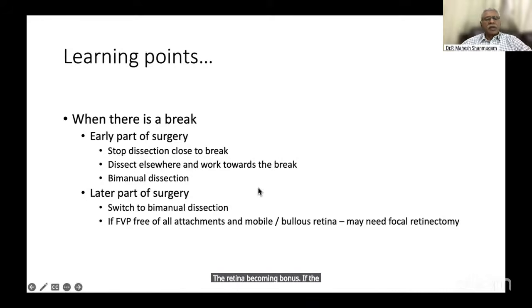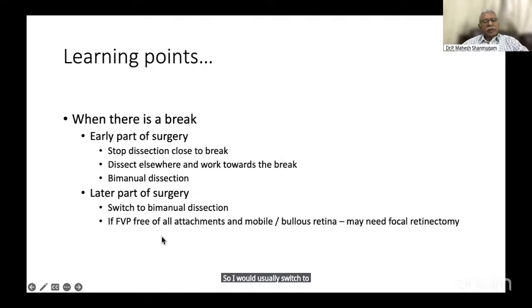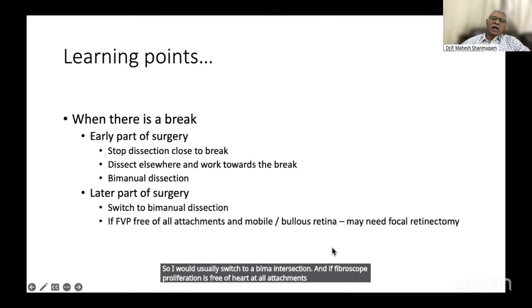If the break happens in the later part of the surgery, once again switch to a bimanual dissection, because unimanual dissection, even in the later part of the surgery, with the retina being mobile, now that we have removed all the fibrous tissue, there's a high risk of the break extending uncontrollably. So I would usually switch to a bimanual dissection. And if fibrovascular proliferation is free of all attachments and mobile bullous retina, and if that tissue is not possible to dissect any further, then we may resort to a focal retinectomy as well.